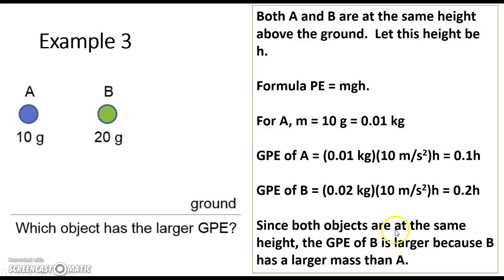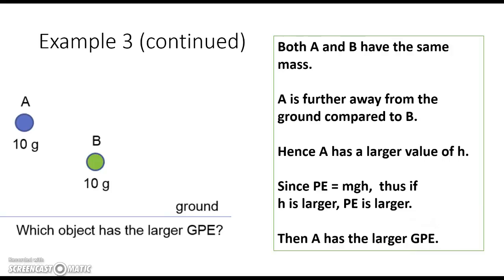Since both objects are at the same height, and since B has a larger mass than A, that means that the gravitational potential energy of B is larger. This is not surprising, because if h is the same, g is the same, and m goes up, then the potential energy will go up as well. Right, so let's continue with the other part of example 3.